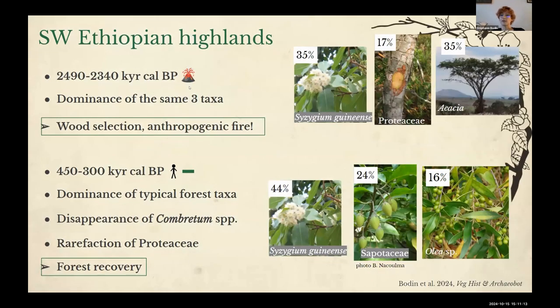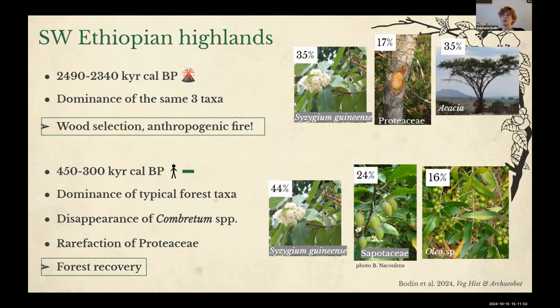Now, if we look at the charcoal we found during the volcanic period, where there was supposedly no human occupation, we actually found the same dominance of the same 3 taxa. And so we were wondering, how can that be, that the same 3 taxa are dominating the charcoal assemblage where people were not supposed to be there? And also the charcoals were big, and that's a sign of anthropogenic fire, because big charcoals cannot be transported over long distances.